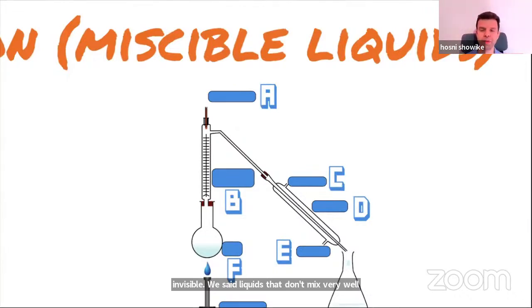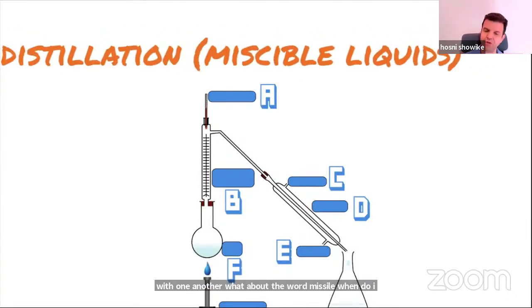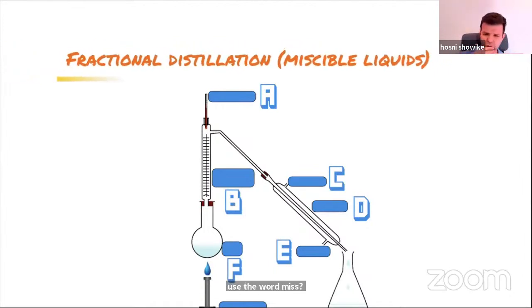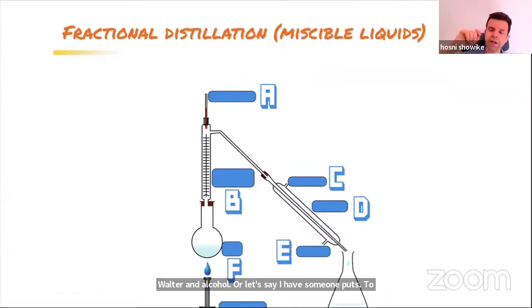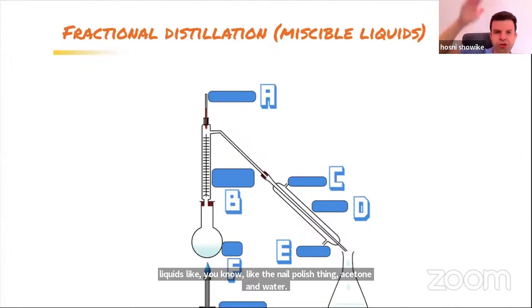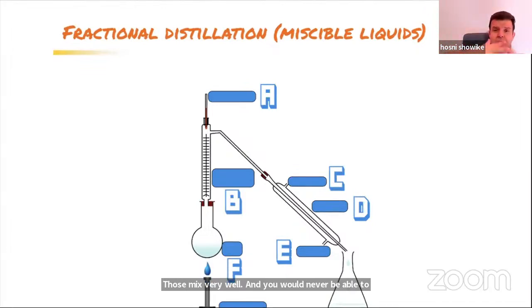What about the word miscible? When do I use the word miscible? Miscible is like two liquids that mix very, very well with one another. Think, for example, of water and alcohol. Or let's say someone puts two liquids like the nail polish thing, acetone and water. Those mix very well, and you would never be able to tell which is which because they are very soluble in one another. How are you supposed to separate it this time? This time you're going to use what we call fractional distillation.